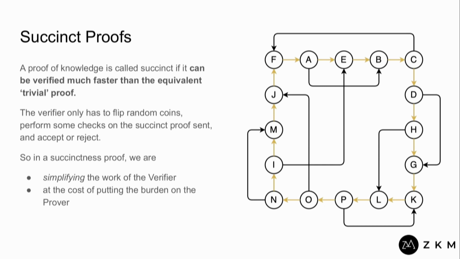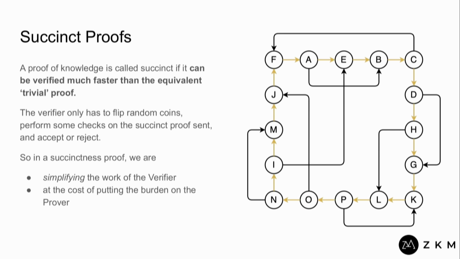On the other hand, we can have different criteria. We may want the proof to be short, because in some contexts the prover is much more powerful than the verifier, and so the verifier doesn't have the computational capacity to process the proof and verify it. So what we want are succinct proofs, in which the verifier only has to flip random coins, perform some checks on the proof that the prover sent, and then accept or reject. In a succinct proof we are simplifying the work of the verifier at the cost of putting the burden on the prover.